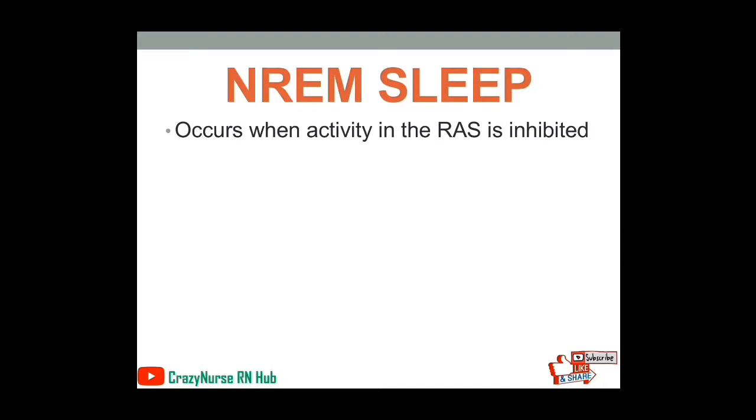About 75% to 80% of sleep during a night is NREM sleep. NREM sleep was previously divided into 4 stages. Now, it is divided into 3 stages. Each of the stages is associated with distinct brain activity and physiology.